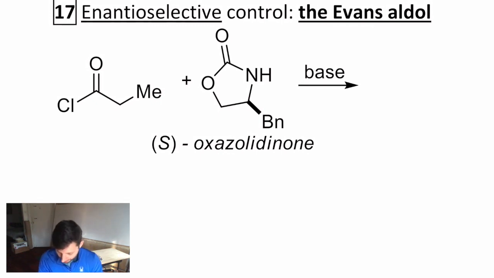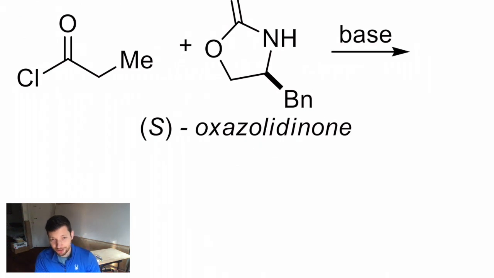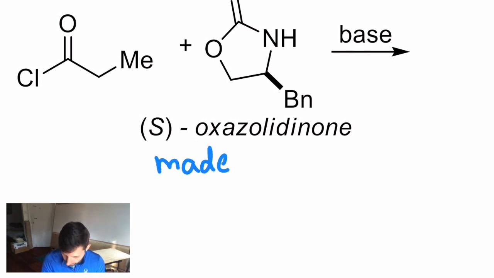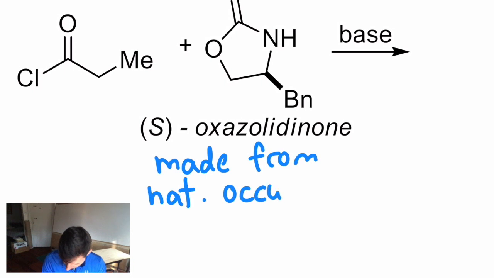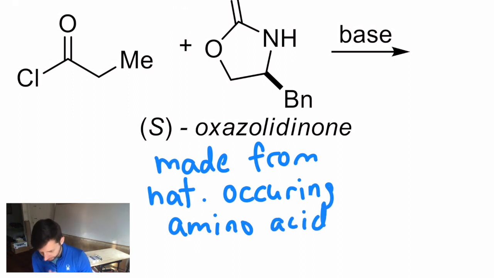So this is called an oxazolidinone. It's derived from naturally occurring amino acids, and there is an enantiomerically enriched stereocenter. Let's write down some of that. Made from natural, occurring amino acid. I want to say phenylalanine derived, likely, I'm not sure, but probably something like that.